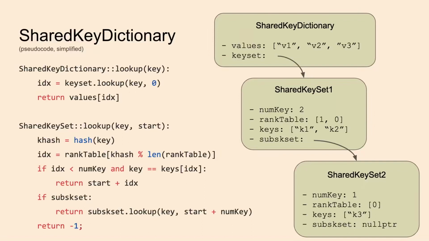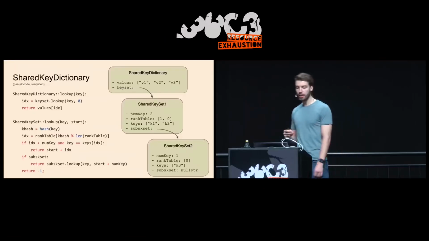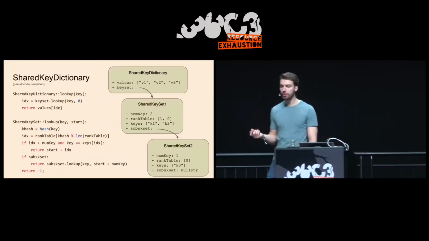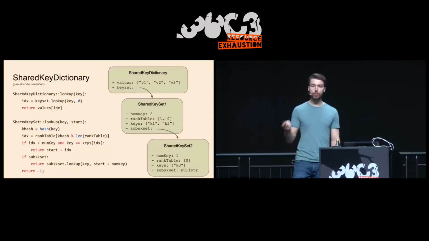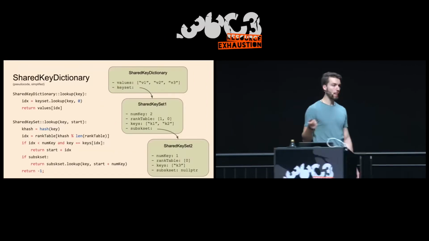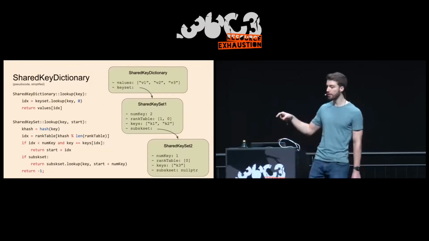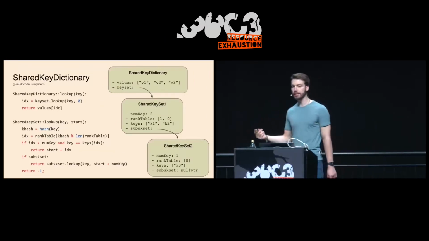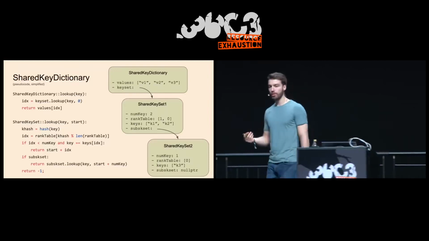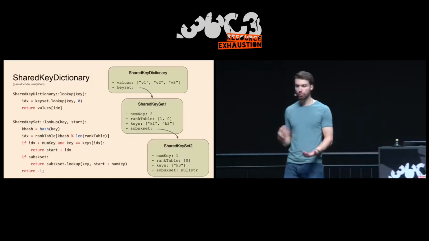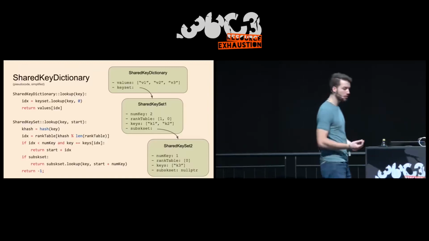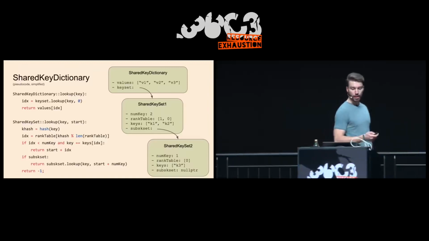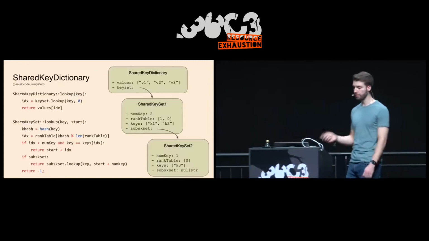And then if that index is valid, so it's being bounds checked against the number of keys, then it has found the correct index. And if not, it can recurse to another shared key set. So every shared key set can have a sub-shared key set, and then it repeats the same procedure. So it already looks kind of complex. Why does it need this recursion? I'm not quite sure, but it's there. And so now we'll look at how this goes wrong.